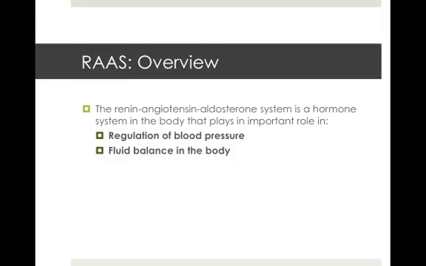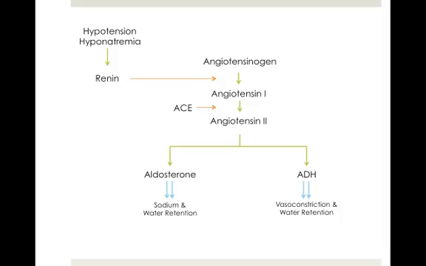First, we'll start with an overview. The Renin-Angiotensin-Aldosterone System is a hormone system in the body that plays an important role in regulation of blood pressure and fluid balance within the body. Here's a diagram showing all of the steps of the system, as well as the end results.